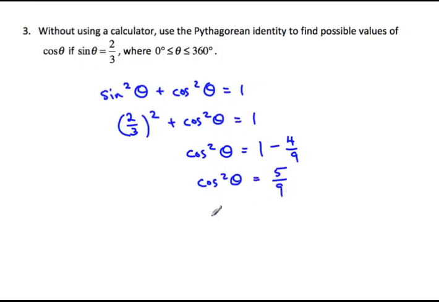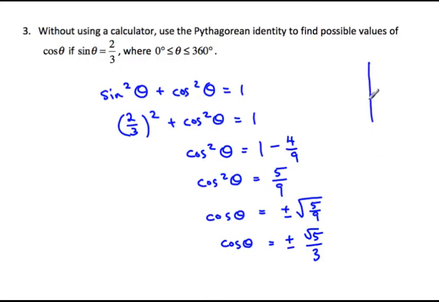Square rooting both sides, remember to take the positive and negative square root, we get cosine theta is equal to plus or minus the square root of 5 over 9, or simplifying that, cosine theta is equal to plus or minus square root of 5 divided by 3. Notice that we never had to solve for theta in order to find cosine theta. Also notice that we got two different answers, one positive and one negative.